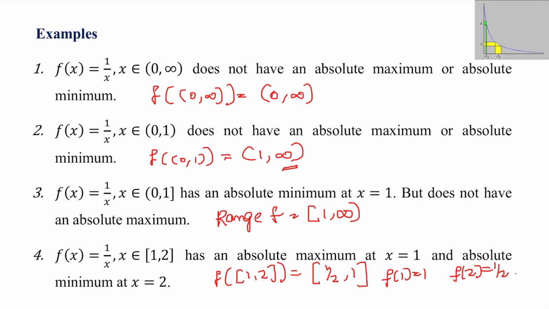So in all the four cases we are considering the same function f of x equal to 1 by x, but its domain changes. So according to that the function may have an absolute maximum or may not have an absolute maximum. Similarly, the function may have an absolute minimum or may not have an absolute minimum.